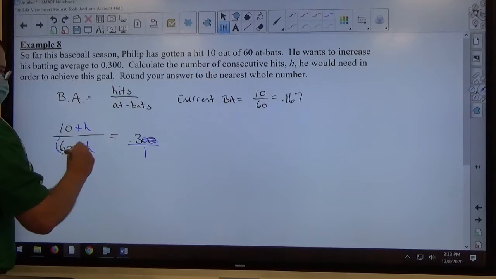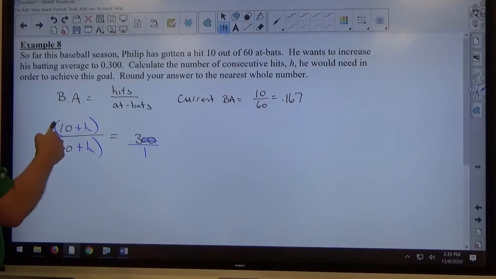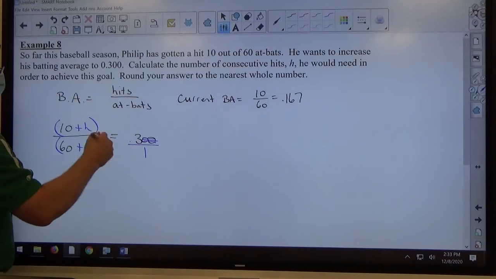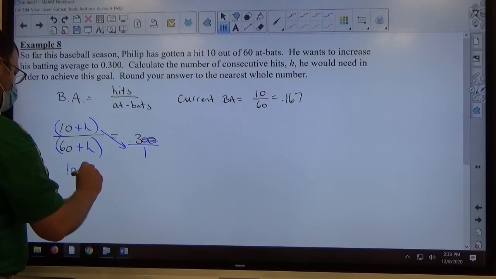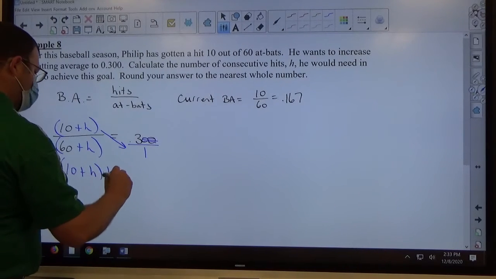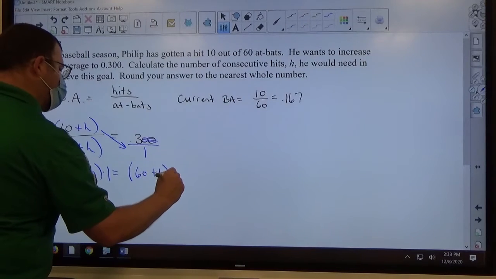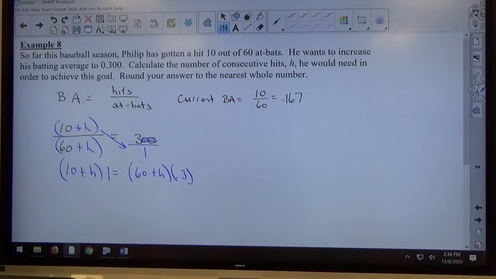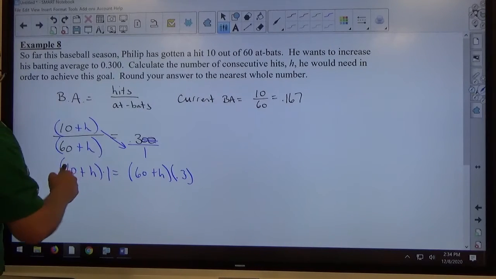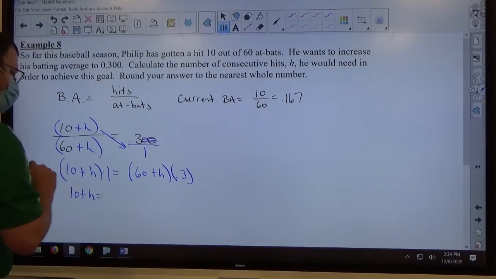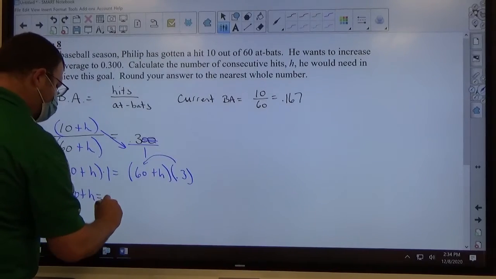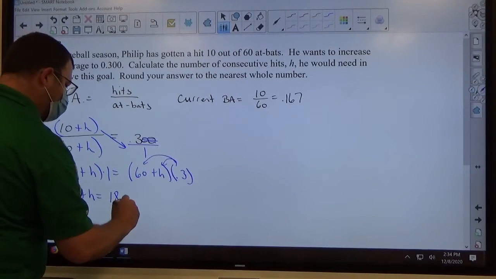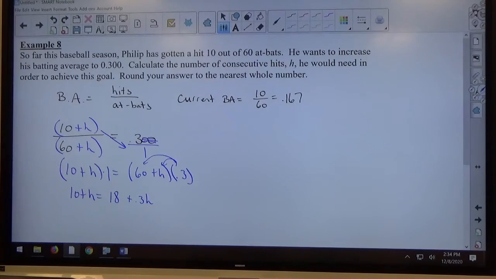Now I'm going to cross multiply. These are binomial structures, so I need to make sure I do it properly. So (10 plus H) times 1 equals (60 plus H) times 0.3. In both cases, I have a distributive property to do. So 10 plus H times 1 is 10 plus H. 0.3 times 60 is 18. 0.3 times H is 0.3H. Just like that, I go from a rational structure into a simple, basic equation structure.